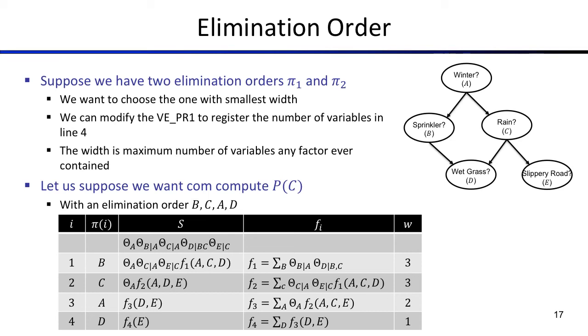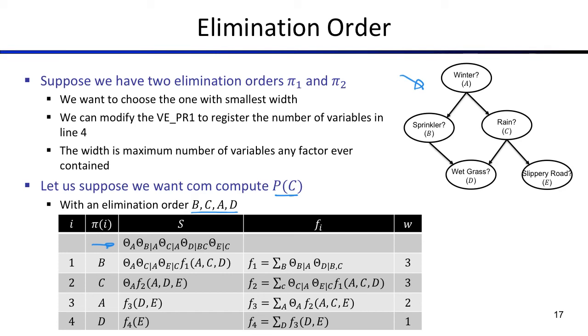Let's suppose again that we have this Bayesian network here as an example, and we want to eliminate the variables in the order B, C, A, and D. So in the end, we'll have this marginal here over C. So these are the factors that we have, right? They are here in the S. The S set starts with all the factors that we have.